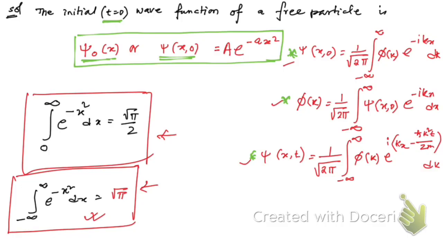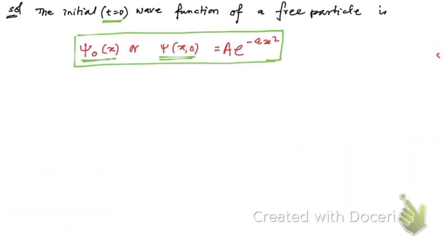Okay, just give me a second. So now here you see, first what we are going to do here in this problem. Okay, first let us normalize. First question is normalize this psi x comma 0.